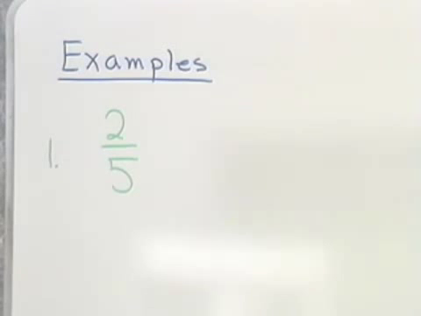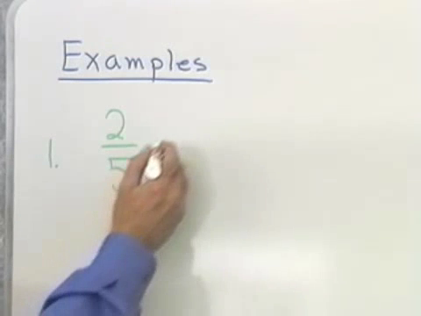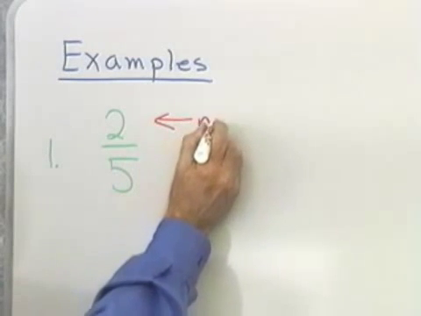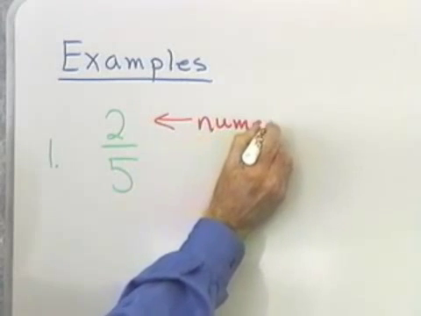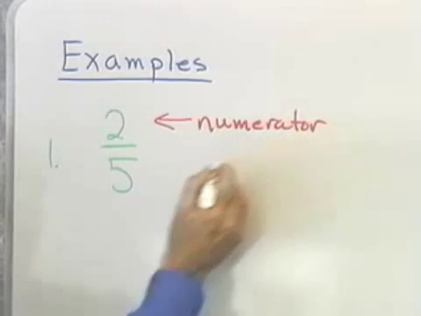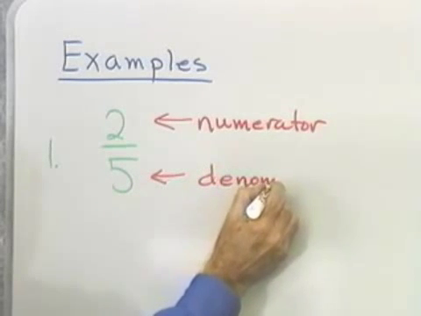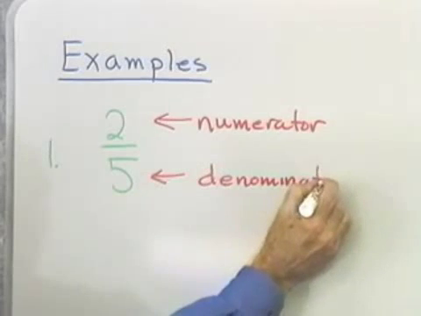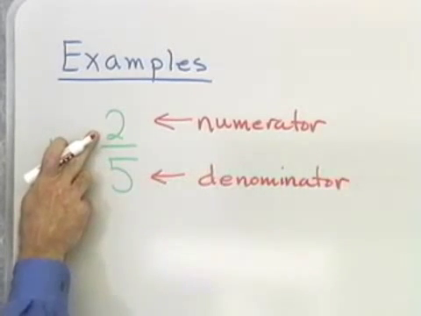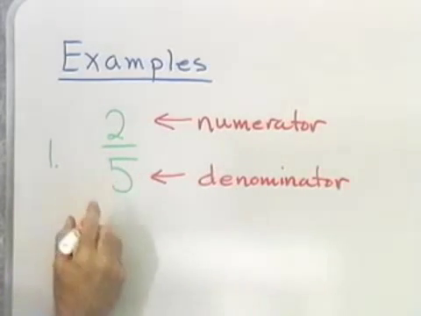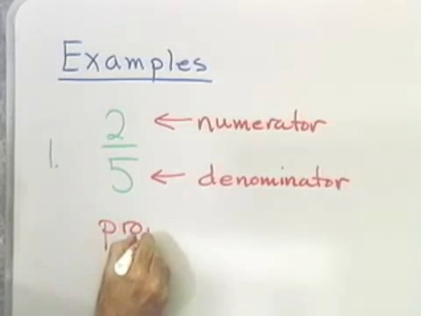For example, here I've written the fraction 2/5. 2 is the numerator, and 5 is the denominator. Since the numerator 2 is less than the denominator 5, this is an example of a proper fraction.